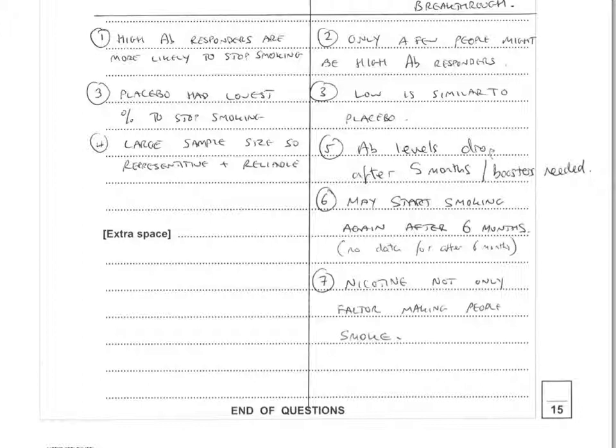And again, we've got a risk factor, so it's a causation, correlation type question. So nicotine may not be the only factor making people smoke. There may be other reasons why people smoke. So psychological factors, stress, other things will be affecting whether people smoke.